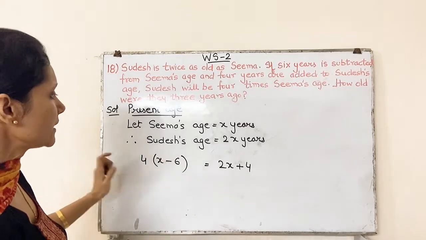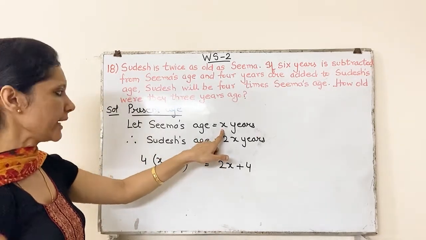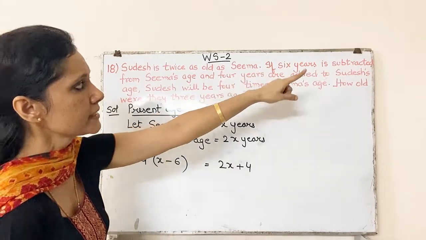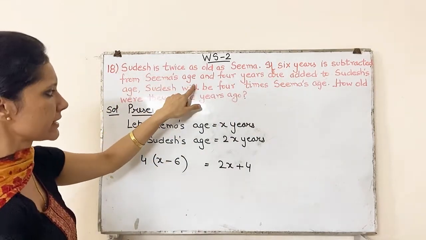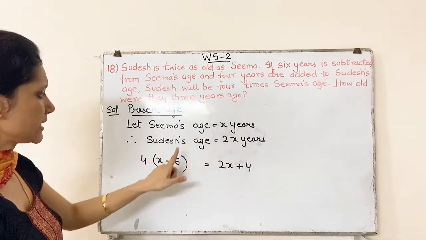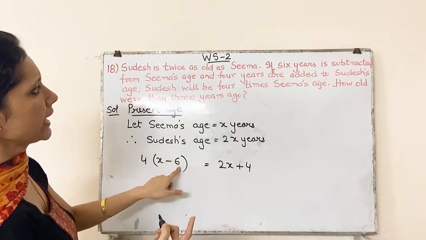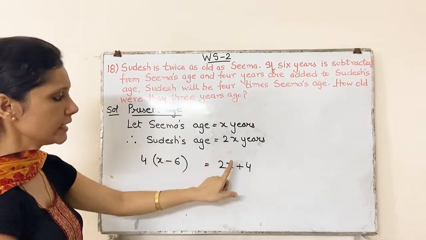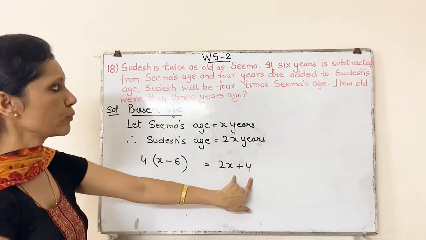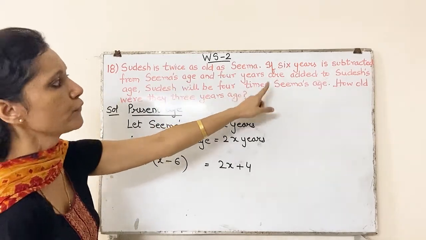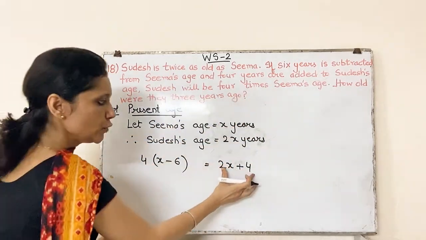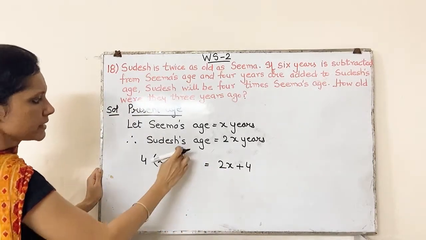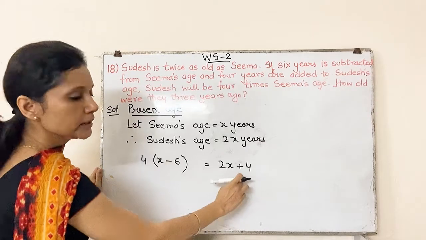Again I am going to repeat it. This is Seema's present age and this is Sudesh's present age. Now reading the next line, 6 years is subtracted from Seema's age and 4 years are added to Sudesh's age. This is Sudesh's age, so we add 4 years. Then what would happen? Sudesh will become 4 times Seema's age. So this is our linear equation.